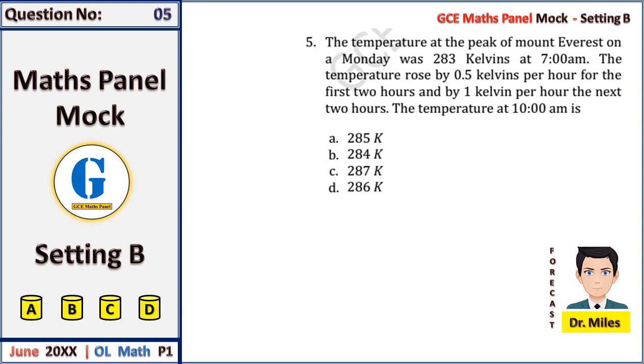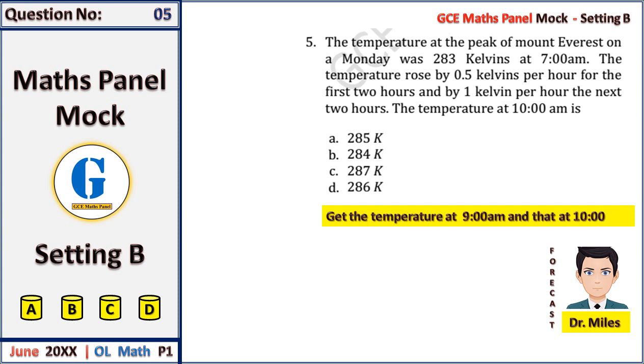Question 5. The temperature at the peak of Mount Everest on a Monday was 283 kelvins at 7 a.m. The temperature rose by 0.5 kelvins per hour for the first 2 hours, and by 1 kelvin per hour for the next 2 hours. What will be the temperature at 10 a.m.? Here you need to give your answer in Kelvin. I know you've been working with temperature in degrees Celsius, but here the temperature is in Kelvin.